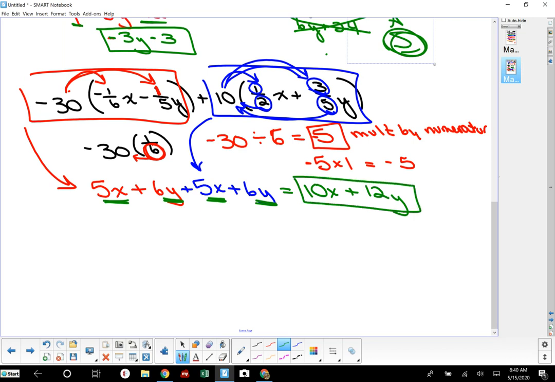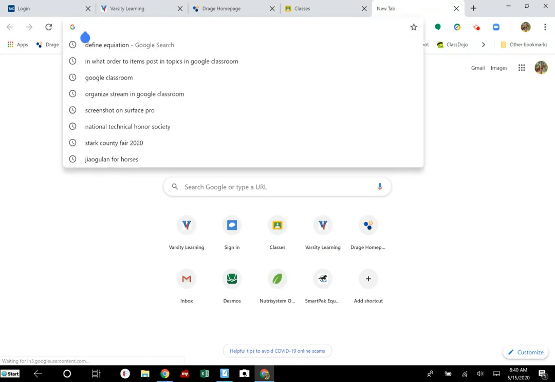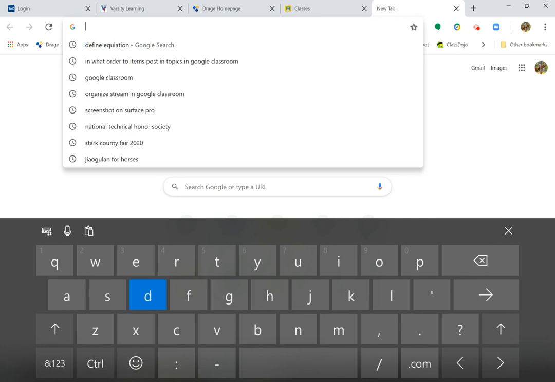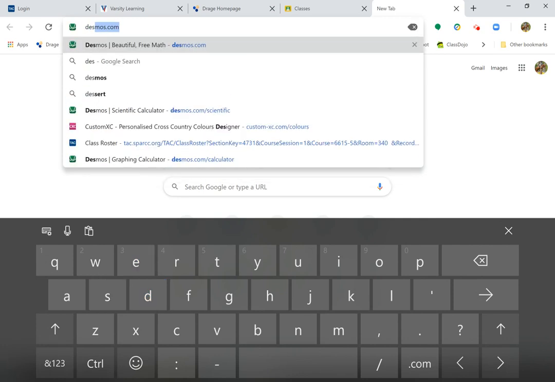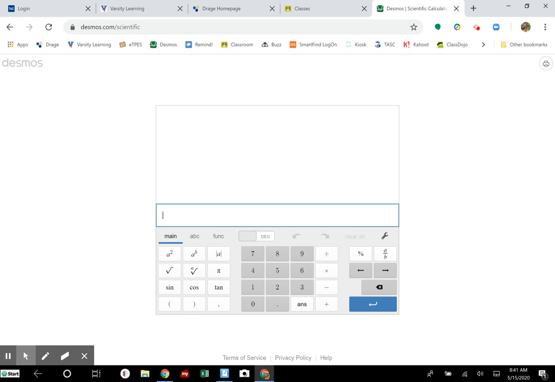All right. I'm going to take you to a calculator, and I would like you to actually go there also. It's online. It's desmos.com/scientific. Okay, and I'm going to zip over there and bring that up. Let's see, I need a keyboard. Desmos.com/scientific. Okay, so when you go here, you will see a calculator that looks like that.